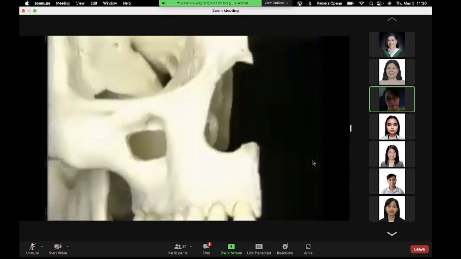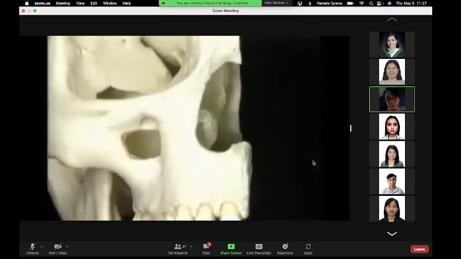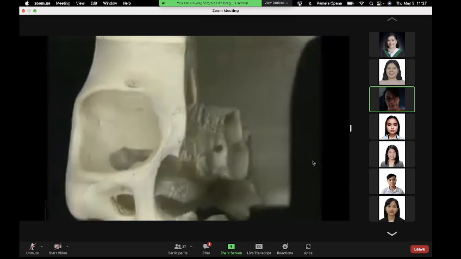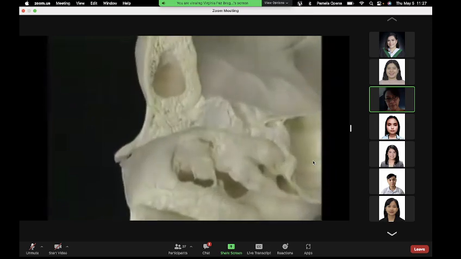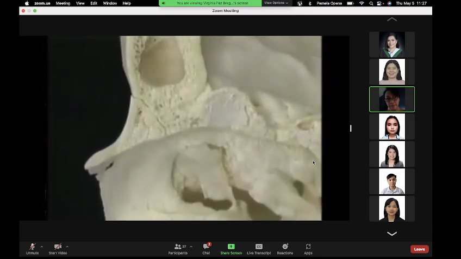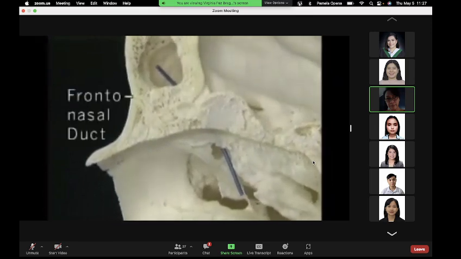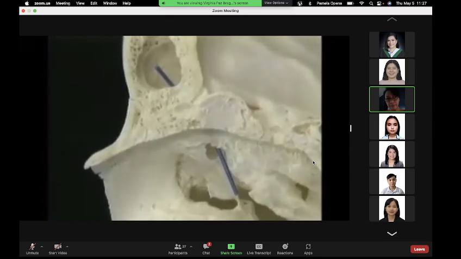If we look in from in front, we can see that the opening is quite high on the medial wall of the maxillary antrum. The frontal sinus opens into the nasal cavity by way of a narrow passage, the frontonasal duct. The frontonasal duct starts above the uncinate process and runs upward and forward to reach the frontal sinus.